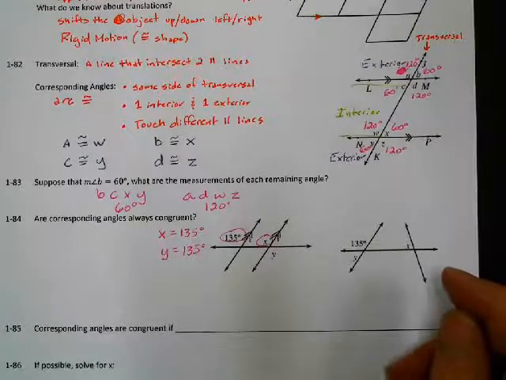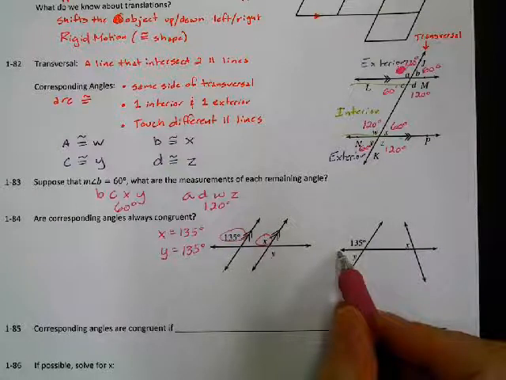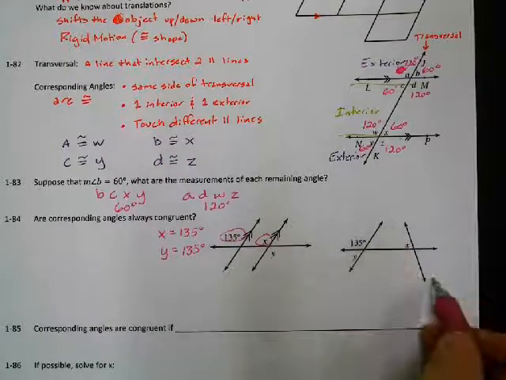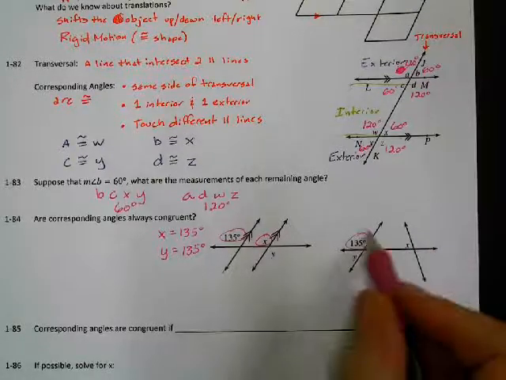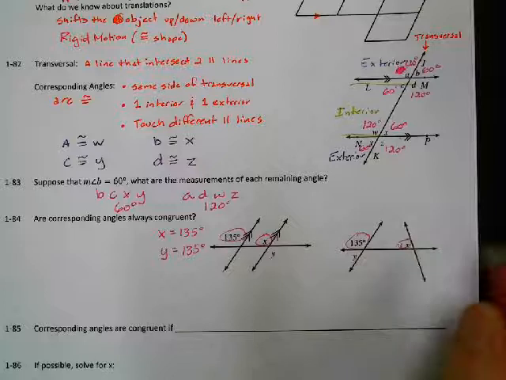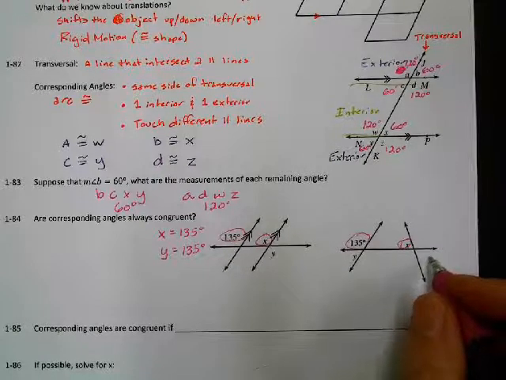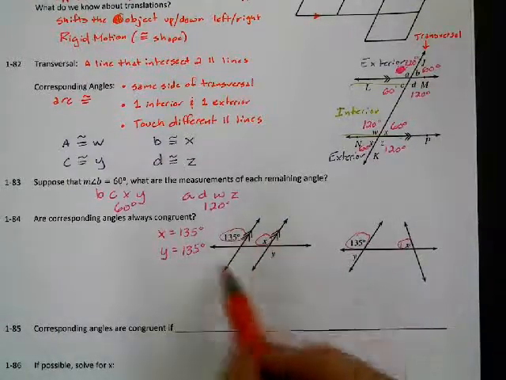So these two lines are not parallel. This is still technically called a transversal because it's a line crossing two other lines. But you can see here that this angle here is obtuse, but this angle here is acute. So they can't be the same measurement. So what we're finding out here is corresponding angles are only congruent if these two lines are parallel.